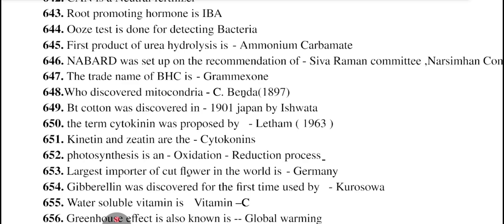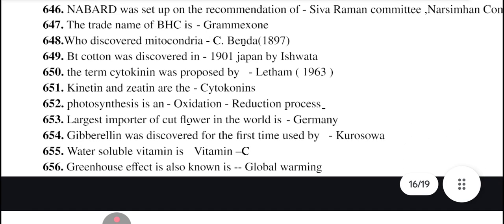NABARD was set up on the recommendation of Shivaraman Committee and Narasimham Committee. The trade name of BHC is Gammexane. Mitochondria was given by Benda in 1897. BT cotton was discovered in 1901 in Japan by Ishiwata. Term cytokinin was proposed by Letham in 1963. Kinetin and zeatin are the forms of cytokinin.